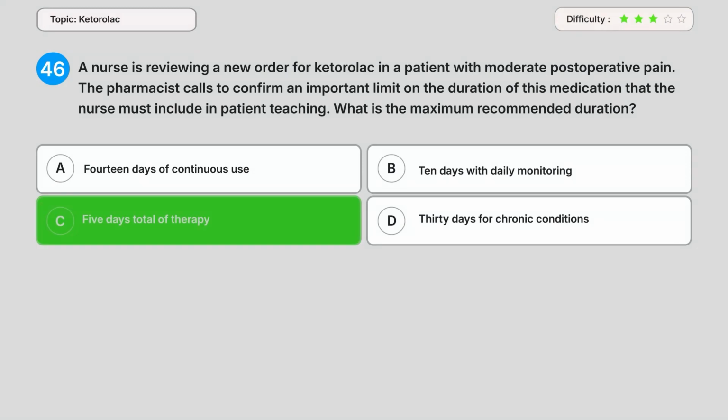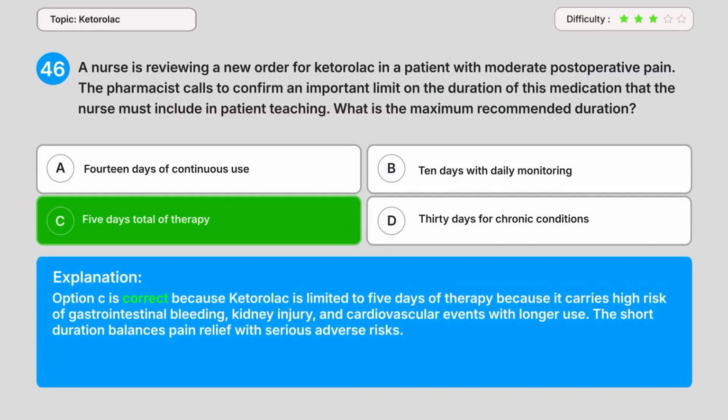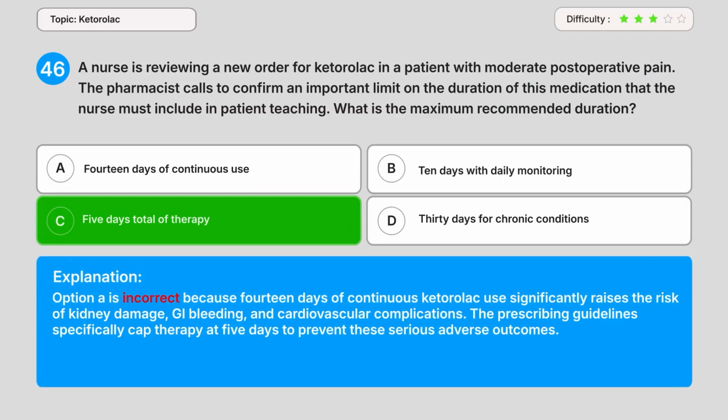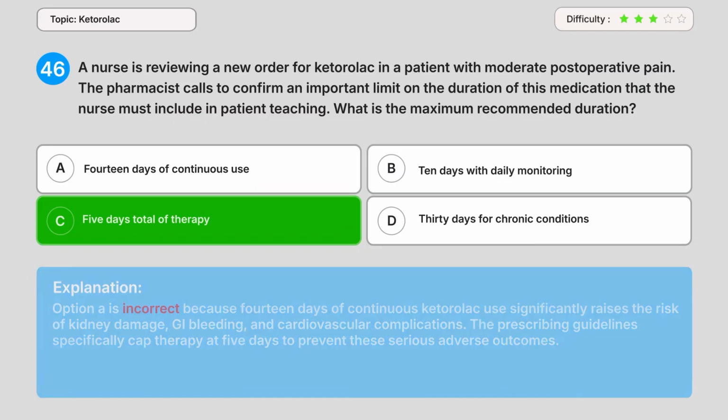Correct answer. C. 5 days total of therapy. Ketorolac is limited to 5 days of therapy because it carries high risk of gastrointestinal bleeding, kidney injury, and cardiovascular events with longer use. The short duration balances pain relief with serious adverse risks. Option A is incorrect because 14 days of continuous ketorolac use significantly raises the risk of kidney damage, GI bleeding, and cardiovascular complications. The prescribing guidelines specifically cap therapy at 5 days to prevent these serious adverse outcomes.